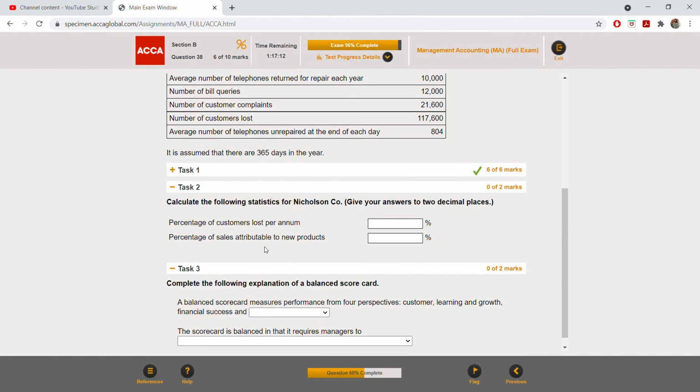Okay. Calculate the following statistics, giving your answer to 2 decimal places. If you give your answer to 1 decimal place or as a whole number, even if your answer is correct, technically you will not get marks. So you have to be very strict. If they ask for 2 decimal places, it means they want 2 decimal places. Percentage of customer loss per annum and percentage of sales attributable to the new products.